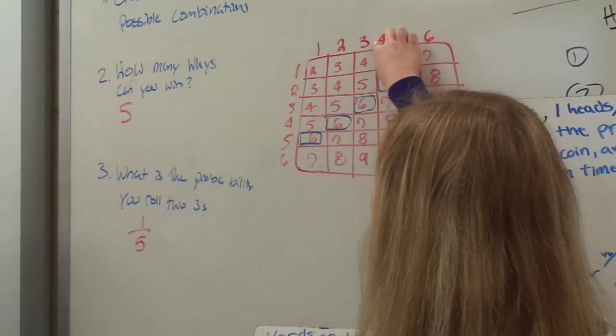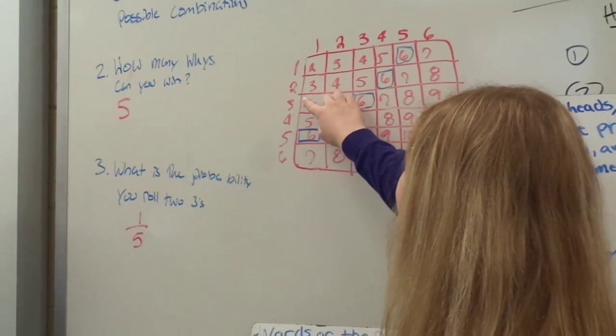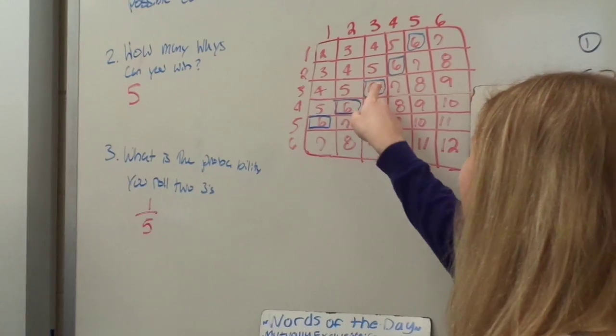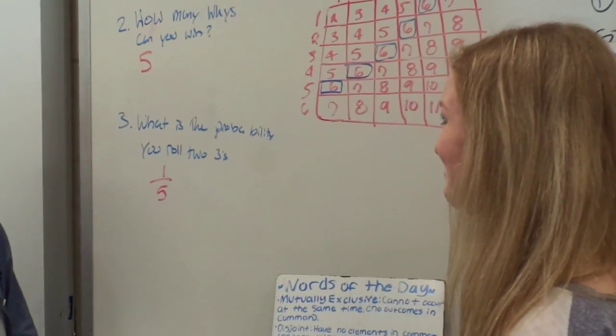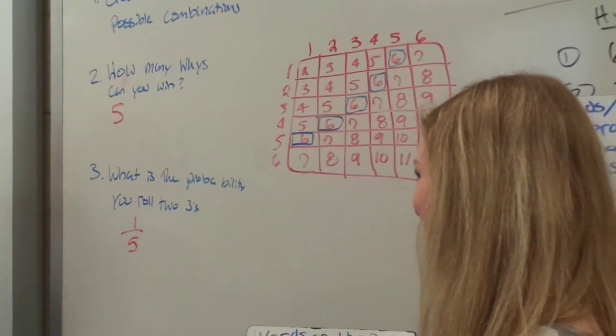Well, there's a 3. It's another 3. It's 1/5, because they meet in the middle. And it's only once out of 5 times.